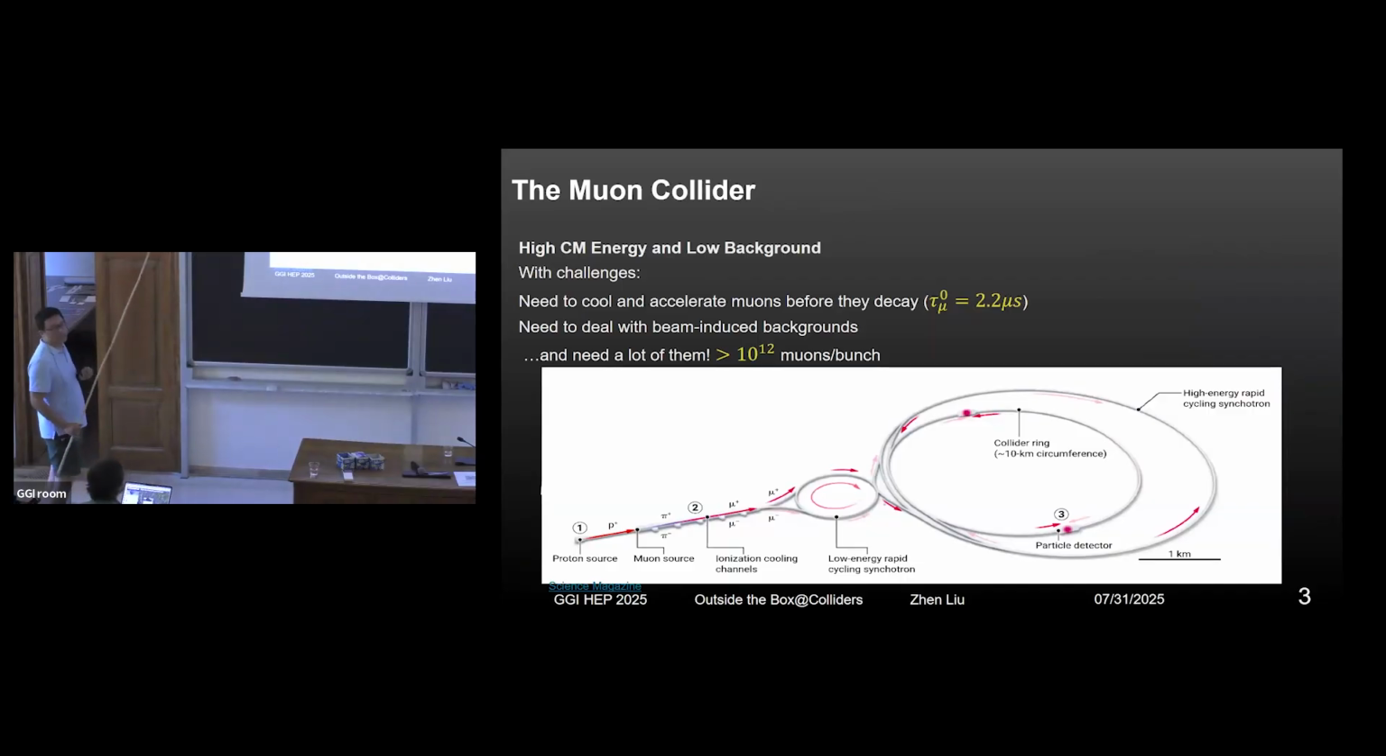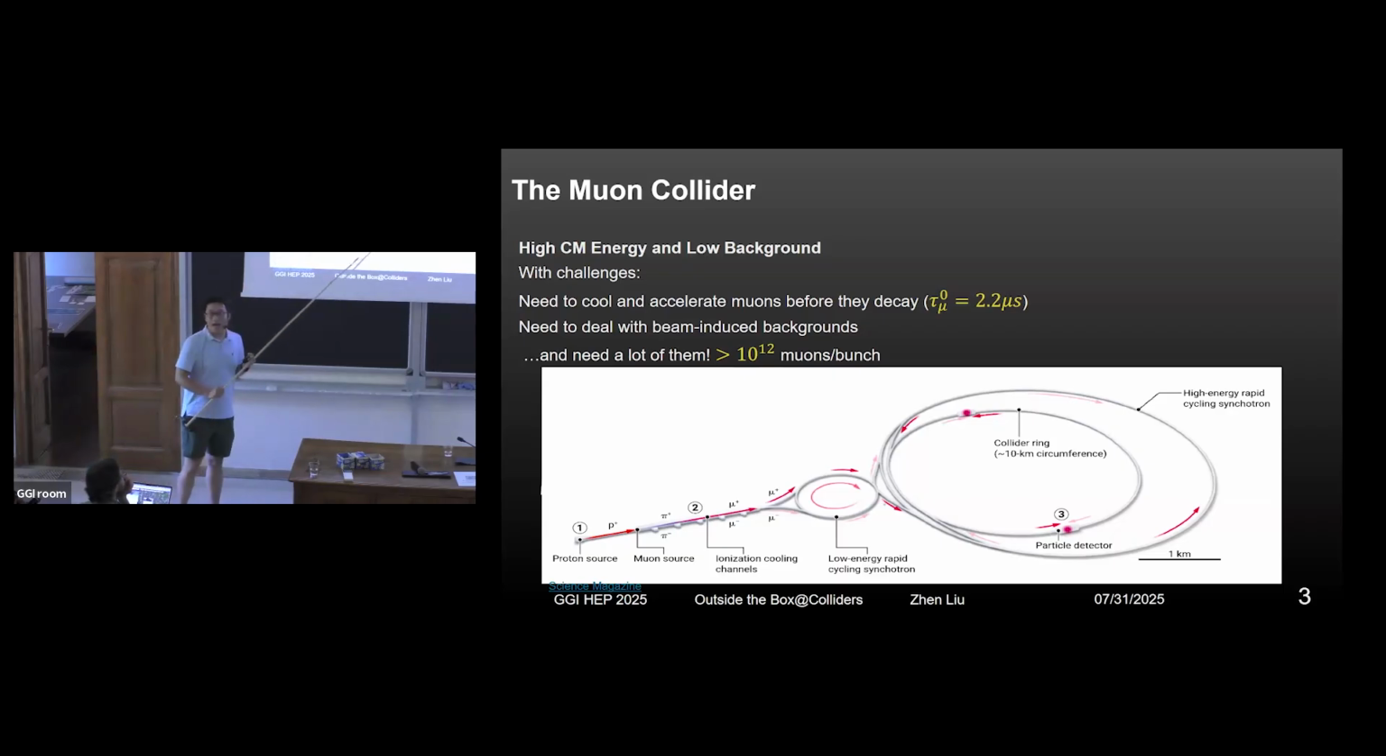Okay, let me use the muon collider as an example and give you some works that I can classify as outside-the-box usage of collider experiments. Right. So muon collider has high center-of-mass energy and low backgrounds. We need to cool and accelerate muons before they decay, given their very short lifetime, and also we need a lot of them, which is again typical for colliders. And this is a schematic design of a muon collider that you have seen many times.